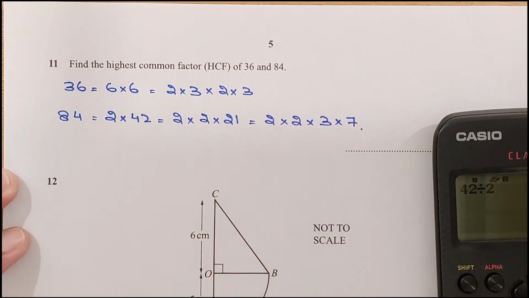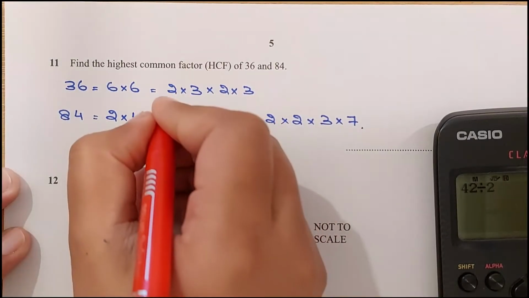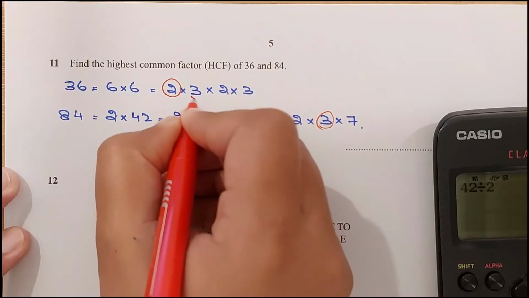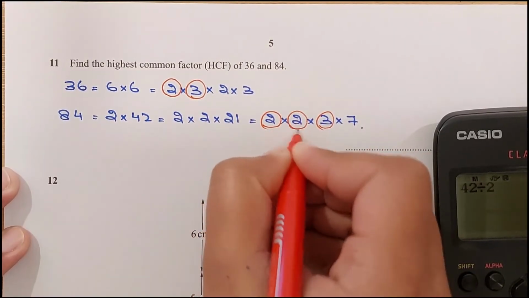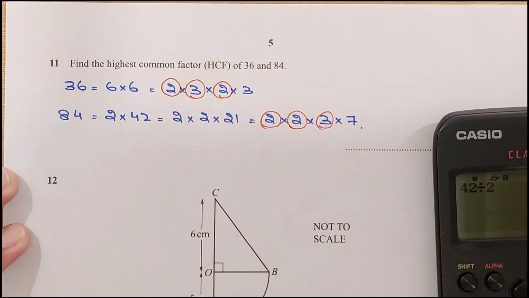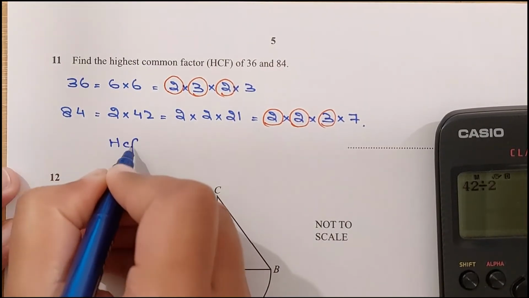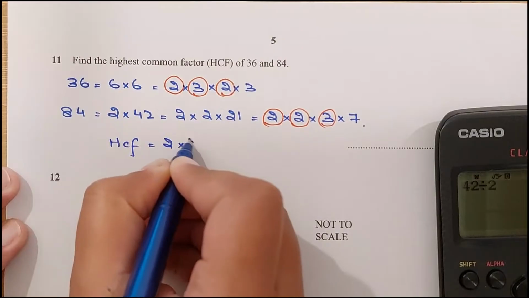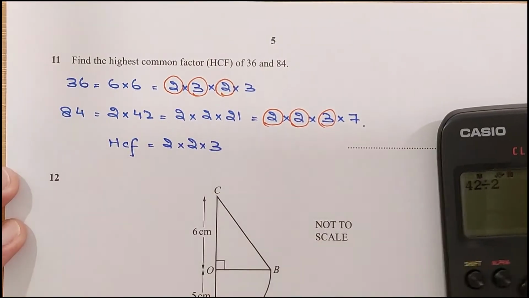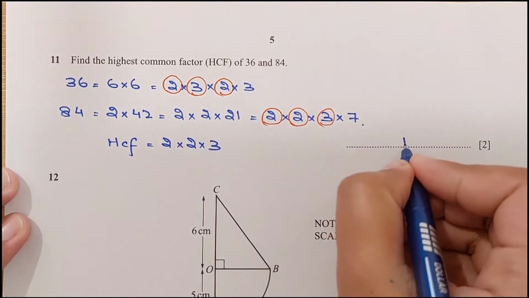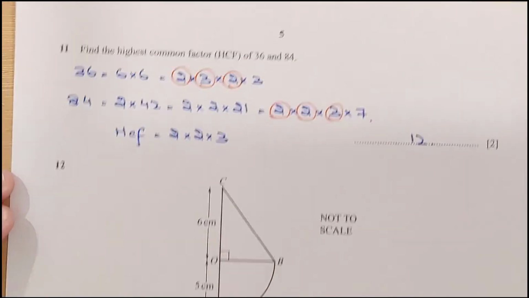Right. Now let me pick the common factors. So 2 and 2 is common. This 3 and 3 is common. And 2 and 2 is common. Right. So HCF is the product of the common factors, that is 2 times 2 times 3. So this is 12. Yes, it's 12. 12 is the HCF of the two numbers.